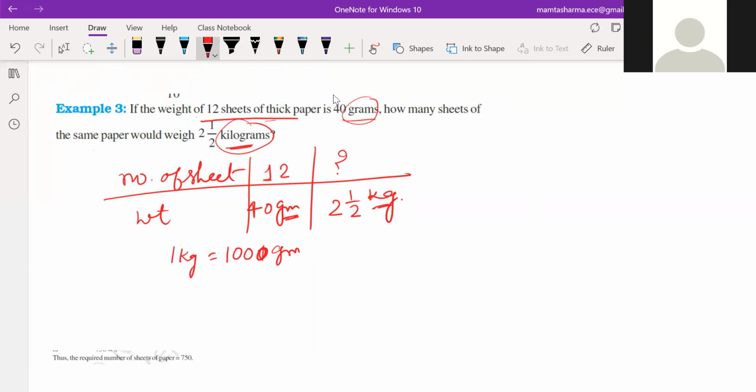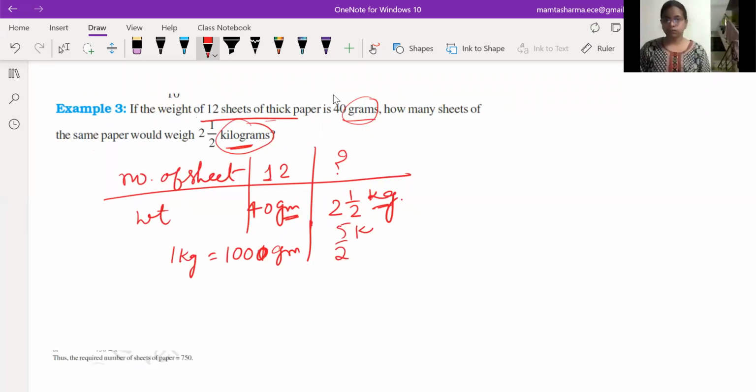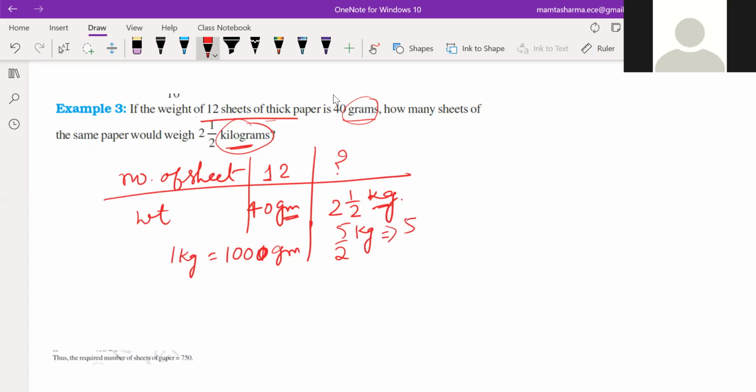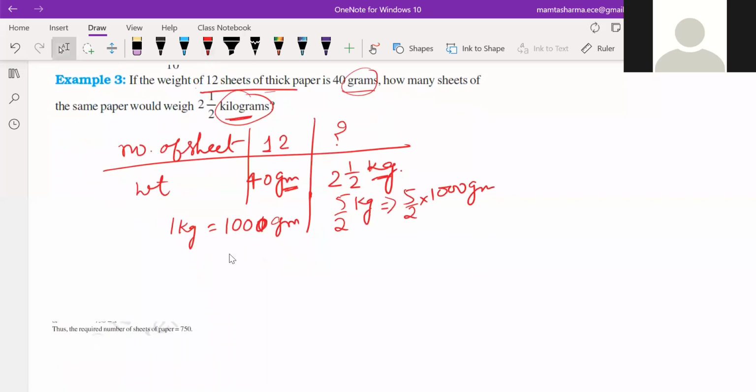Then 40 gram will be how much kilogram? Convert kg to grams, no? Yeah, we can also convert to grams. First solve this mixed fraction, 2 and 1 by 2, that is 5 by 2 kg. In gram it would be 5 by 2 into 1000 gram. Or you can solve it further: 5 into 500, 2500 gram.